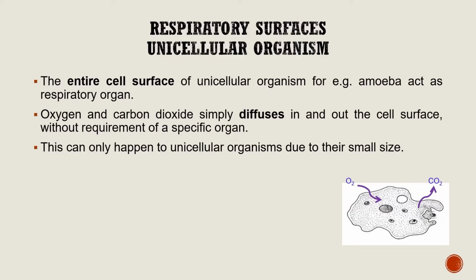We go to the first one. We're going to discuss the respiratory surfaces of unicellular organisms. The entire cell surface of a unicellular organism, for example amoeba, acts as a respiratory organ. Oxygen and carbon dioxide simply diffuse in and out of the cell without requirement of a specific organ. This can only happen to unicellular organisms due to their small size.